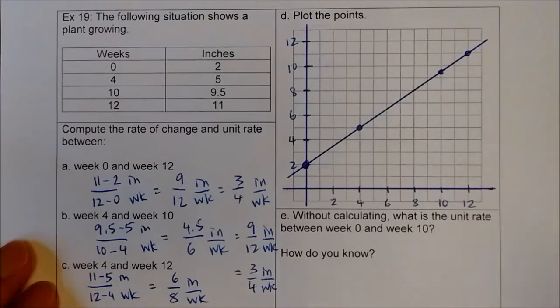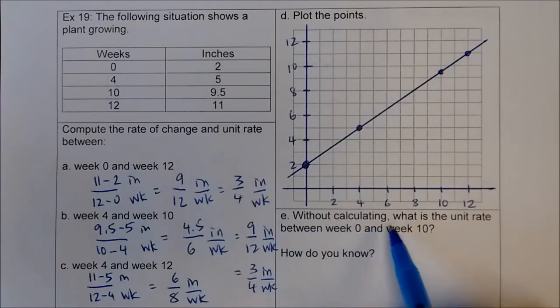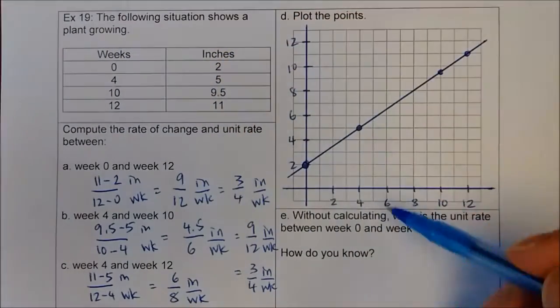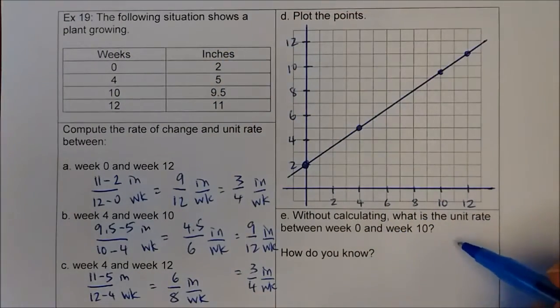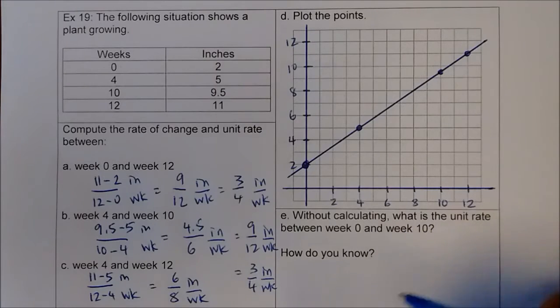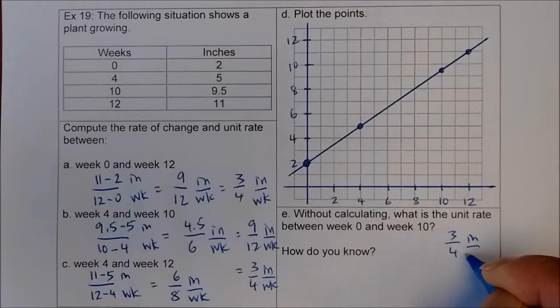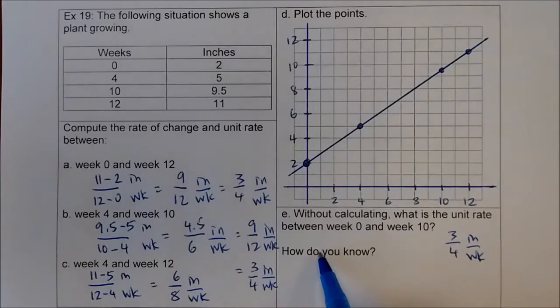For part E, without calculating, what is the unit rate between weeks 0 and 10? What do you think the unit rate is between week 0 and week 10, and how do you know? Pause the video and discuss that with your neighbor for a couple minutes. Hopefully you guessed correctly that the unit rate between week 0 and week 10 is 3/4 inches per week as well, and that's because all the points fall on the same line.